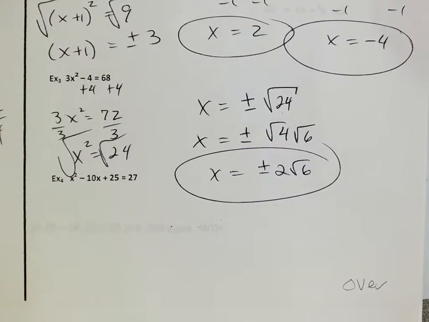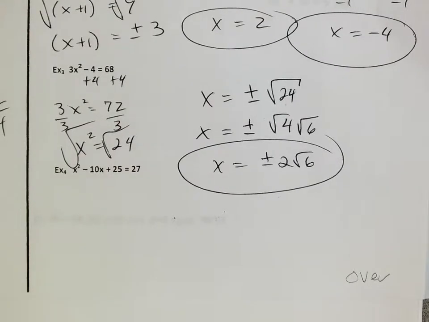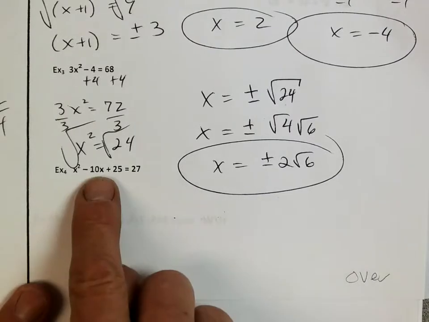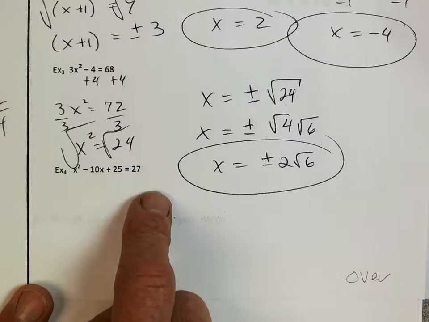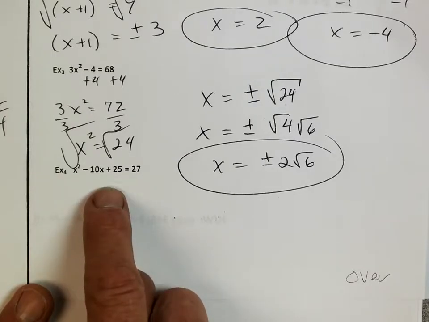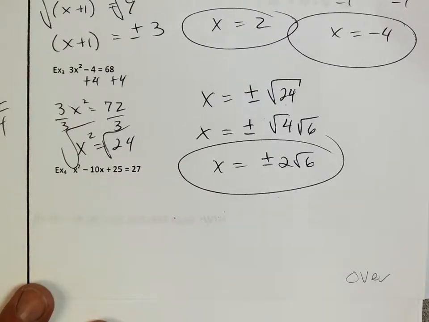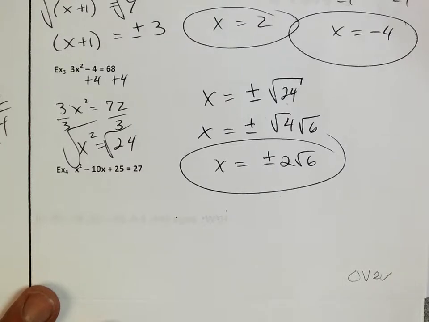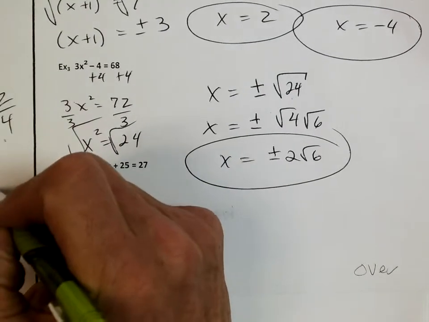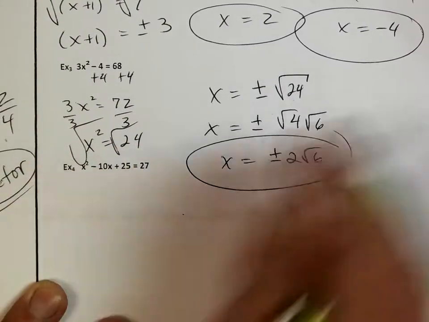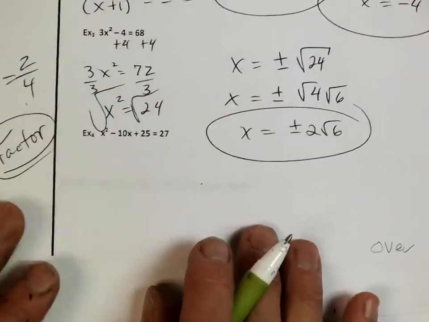All right, example 4. Now this one's a little harder. With example 4, it's just not going to work the way it is. I could go minus 25, but that doesn't do me any good. I could square root it, but that doesn't do any good because I got a 10x and a 25 and a 27. Anybody have any ideas on how to do number 4? Besides Brooks. Rose. Yes. Ooh, you are the smart girl. So Rose has got a great idea.